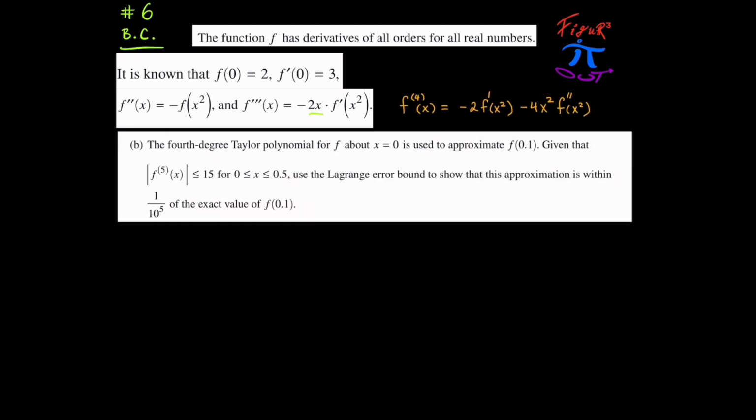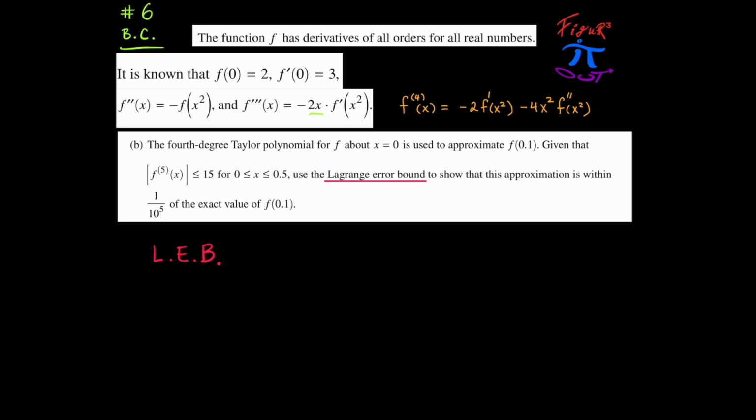So now part B. The fourth degree Taylor polynomial of f of x about x equals 0 is used to approximate f of 0.1. Given that the absolute value of the fifth derivative of x is less than or equal to 15 on the interval from 0 to 0.5, use the Lagrange error bound to show that the approximation is within 1 over 10 to the fifth of the exact value of that function.